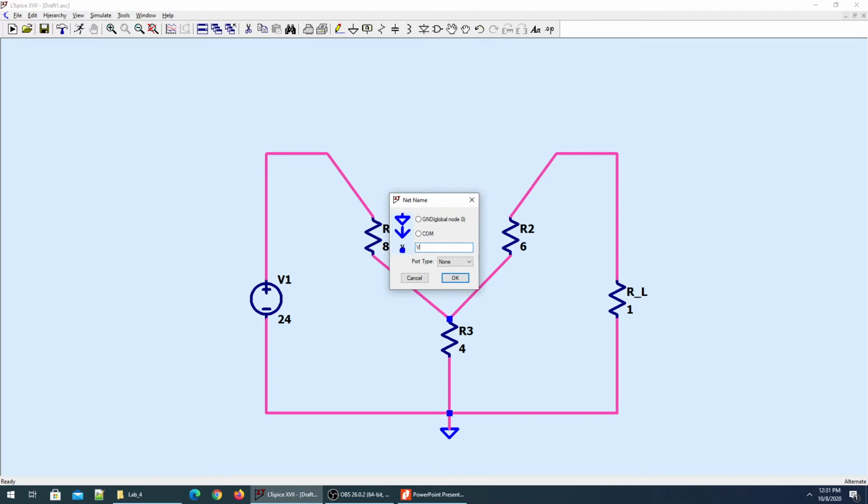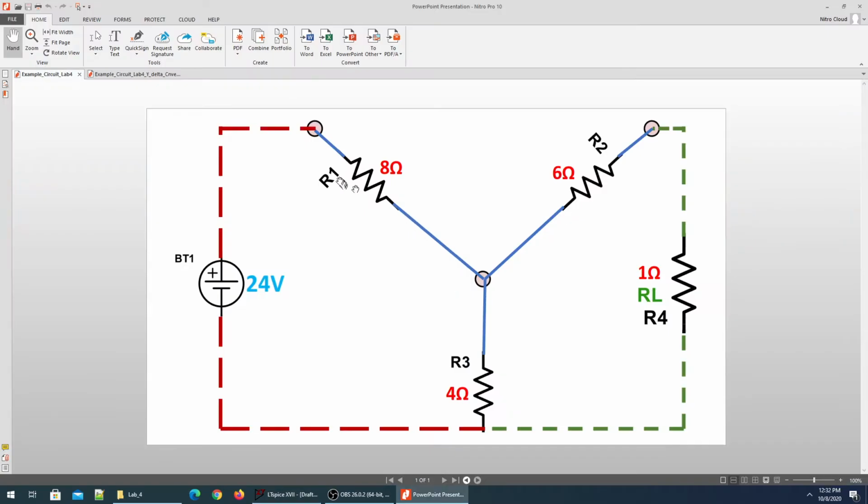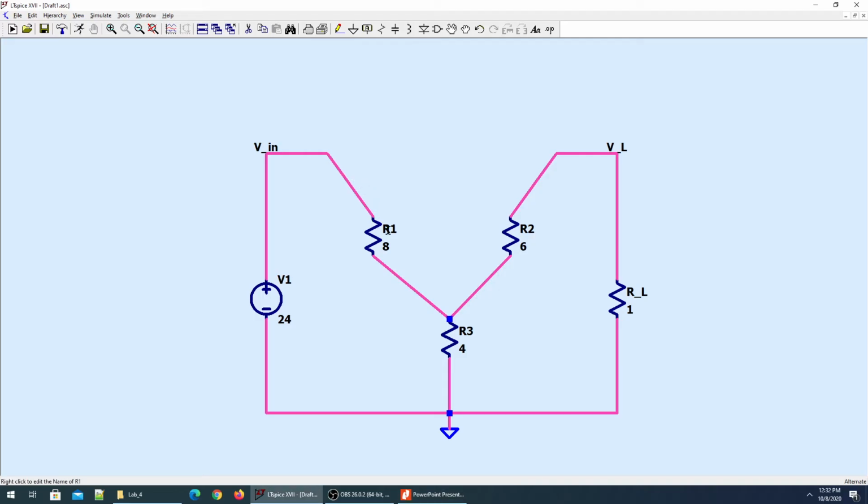I will name it as voltage across the load resistance. I'm going to bring this one here, and this one is an input voltage. I'll also make sure that as per the convention, I'm naming my Y connected network as R1, R2, R3. If it was a delta connected circuit, I would definitely change them into RA, RB, RC so as to stay consistent with what we are learning within the class.